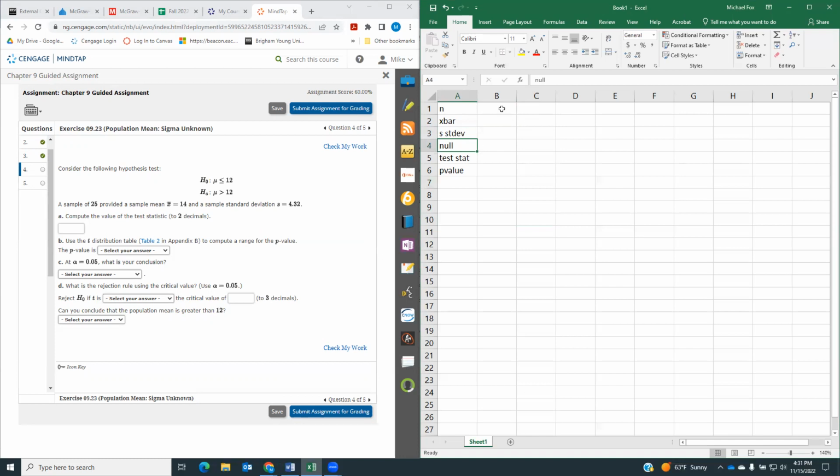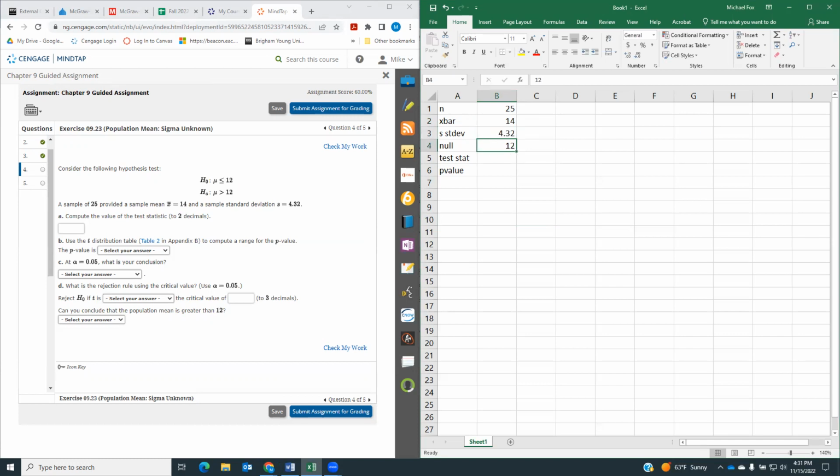So again, I'll start with what I know. I have n of 25. X bar is 14, the sample mean. The testing or null mean is 12. The sample standard deviation is 4.32. And now I'm ready to calculate my test statistic.